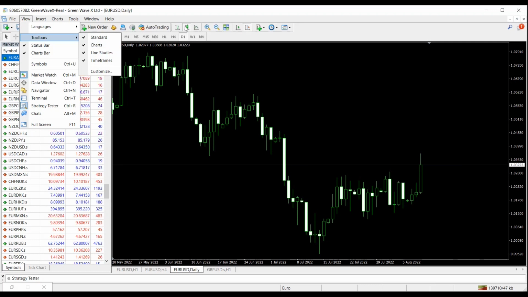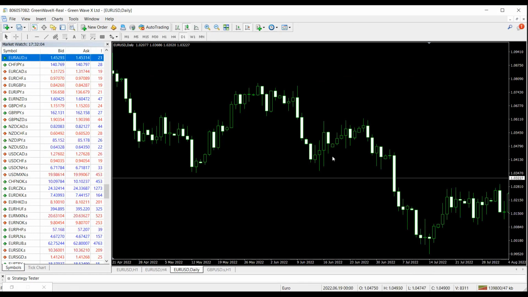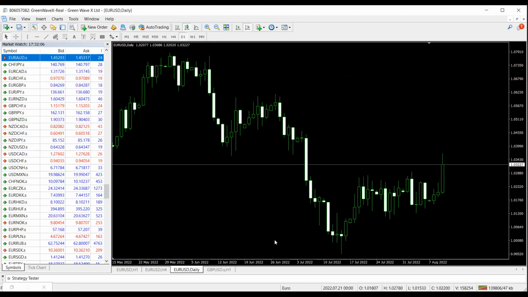This chart toolbar is the panel that controls what happens on the chart. If it is unchecked, you won't find it here and you'll not be able to control your chart or do the necessary things on your chart.